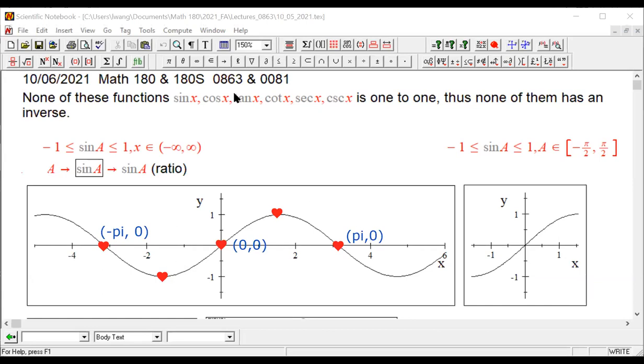So the highest point is what? It is pi over 2. That's the angle, and the output is 1. And this other point is negative pi over 2, and the output is negative 1. So angle, ratio, angle, ratio, and there are lots of points in between: pi over 6, pi over 4, pi over 3, 2 pi over 3, there are lots of points.